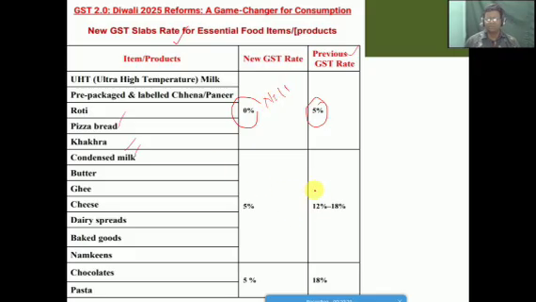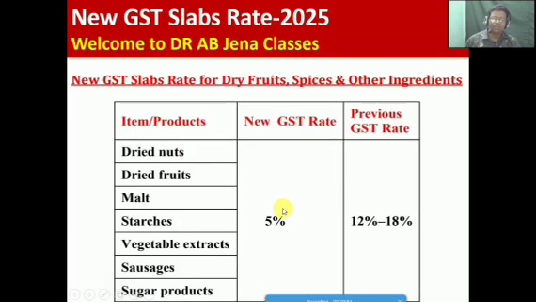Similarly, the previous GST rate was 12% to 18% for products like condensed milk, butter, ghee, cheese, dairy spreads, and baked goods. Right now it has been reduced to 5%. Similarly, earlier chocolate and pasta were at 18%. Right now the new GST rate is 5%, and this will be effective from 22nd September 2025.